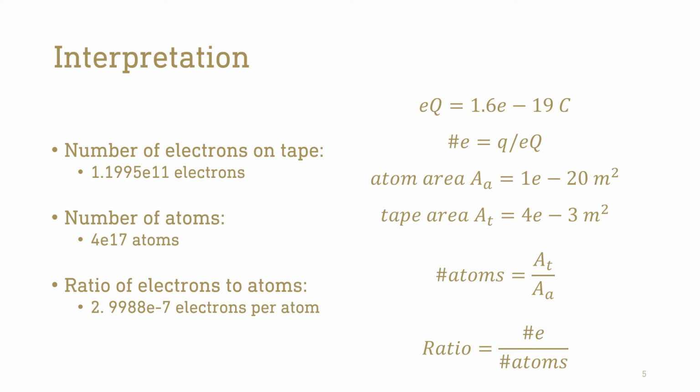The total number of atoms that formed the tape was also calculated, using the area occupied by an atom and the total area of the tape. This came out to be around 4 times 10 to the 17 atoms. This means that the ratio of electrons lost per atom of tape was around 3 times 10 to the negative 7.